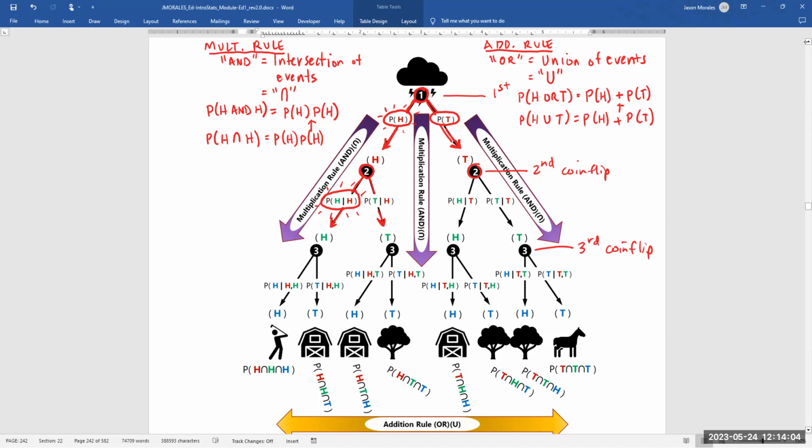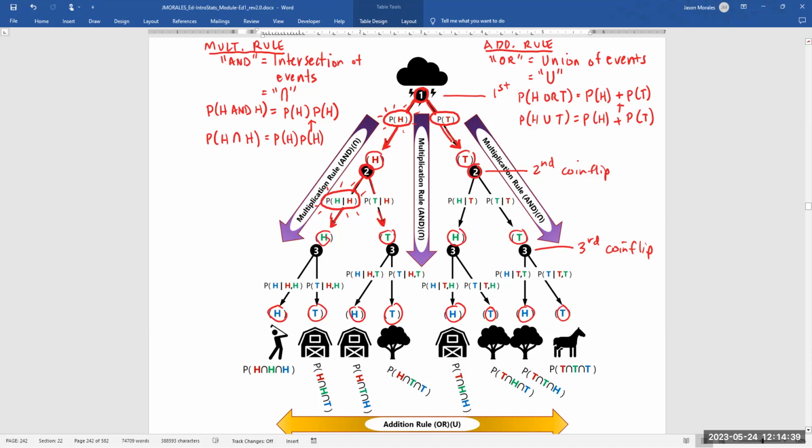And you'll notice that in this diagram, I've set up the events H and T here in red because this is the first coin flip. And then I've put H and T in green for the second coin flip. And I've put H and T in blue for the third coin flip. This may not show up on your notes if they are printed in black and white. So that's why it's good that you're able to see this video in color.